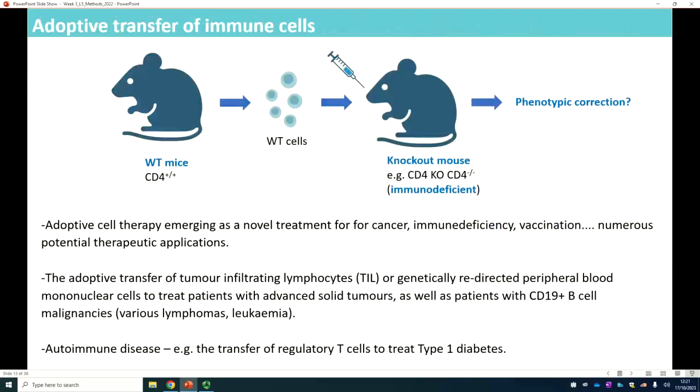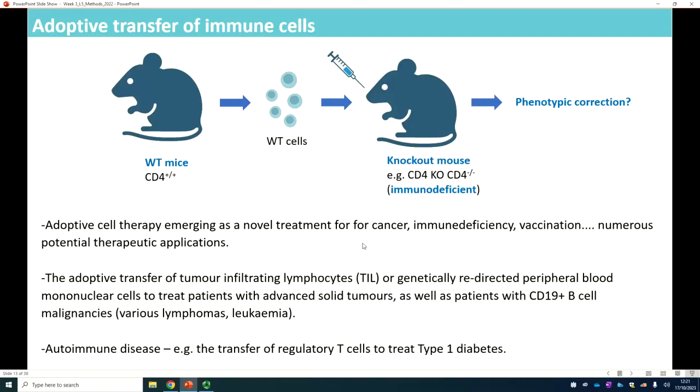If we turn now to adoptive transfer of immune cells, in this scenario we have a wild-type mouse, which is CD4 double positive. We can then take the wild-type cells from this mouse, and then we can adoptively transfer them into a knockout mouse that's, let's say, CD4 knockout, so it's immunodeficient, and then we can see, do we get a phenotypic correction? So do we correct the phenotype that is observed by this knockout mouse?